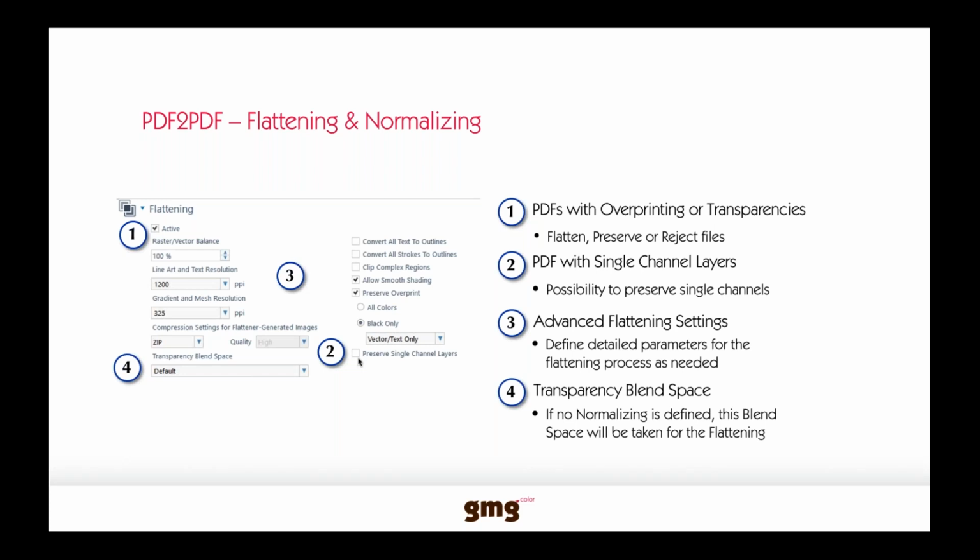Advanced flattening settings mean you can convert all text to outlines if necessary, or clip complex regions if necessary. It could be a good idea to play around a bit to find the best default setting for your production. Where necessary there is the transparency blend space. This means that we have to convert all the different gamut files, all the different color spaces, different CMYK or different RGB, into one transparency blend space to have the possibility to flatten.